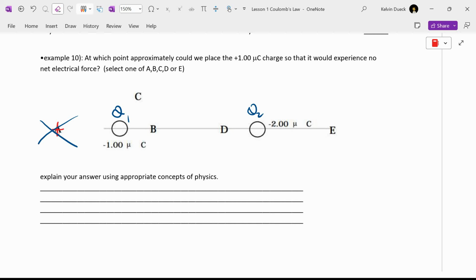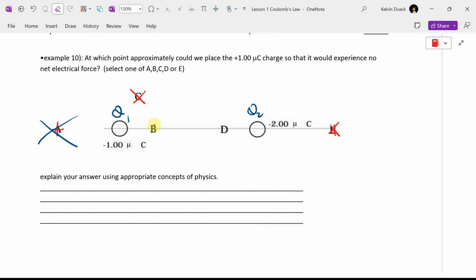Okay, let's try location E. I'm just going to go systematically, so let's put one there. Which way would a positive feel a force because of Q2? Because unlike charges attract. Which way would it feel a force because of charge 1? Oh, can left plus left... Okay, you know what? In fact, where is it going to be? Yeah, it's either B or D. Okay, now let's see if we can figure out. In fact, I would say no. I'll cross that one out right away too, right?